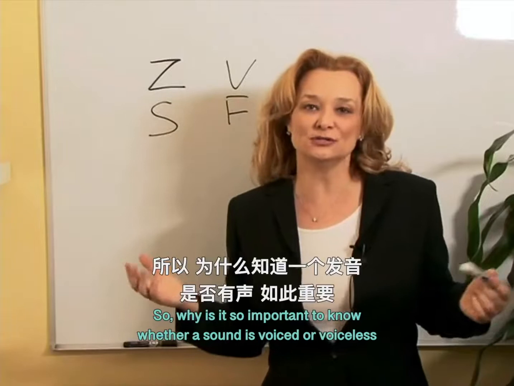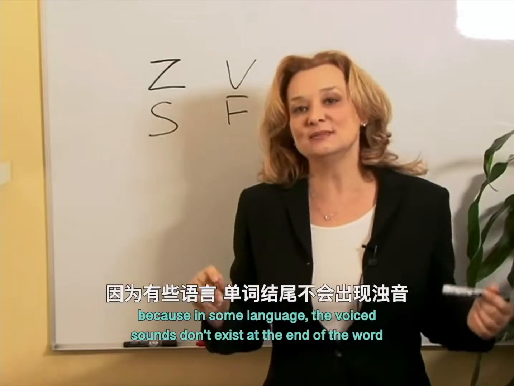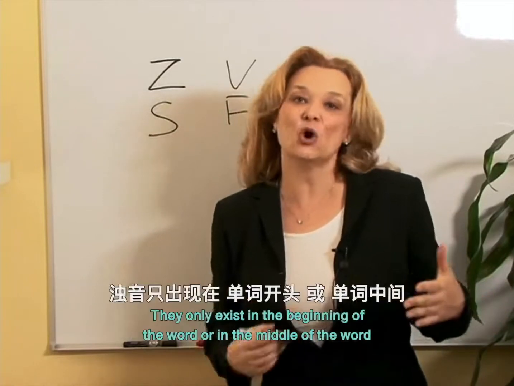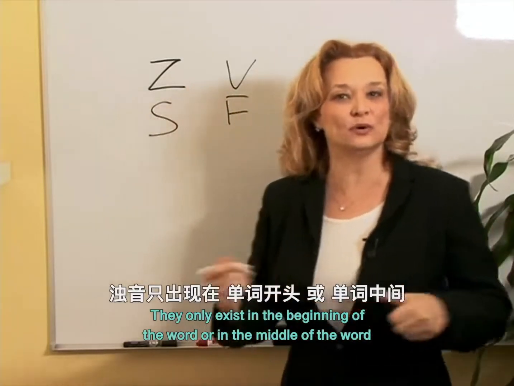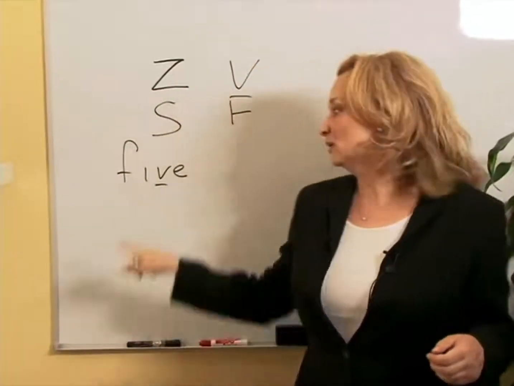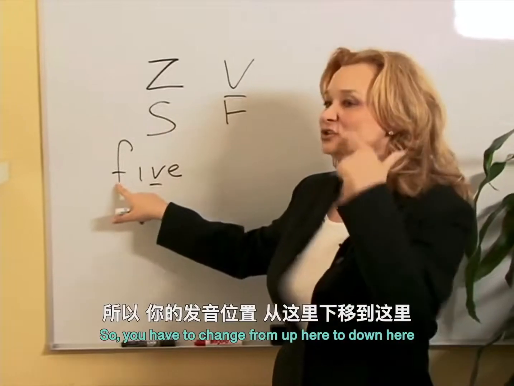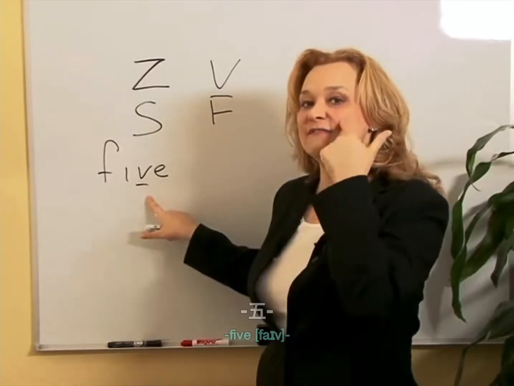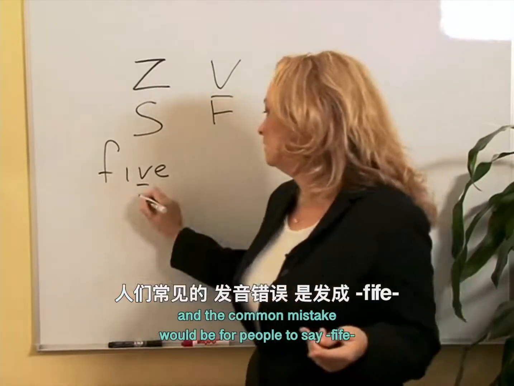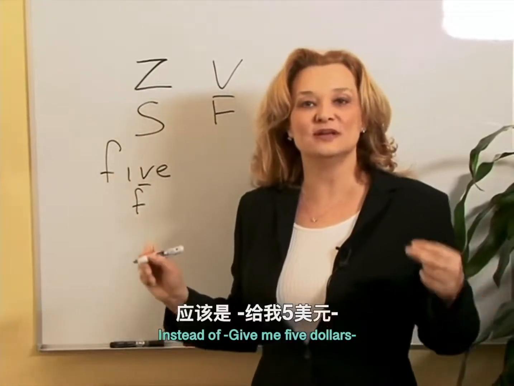So why is it so important to know whether a sound is voiced or voiceless? Well, one reason is because in some languages, the voiced sounds don't exist at the end of the word. They only exist in the beginning of the word or in the middle of the word. Let me show you. For example, look at the word five. We have F and V. We have voiceless and we have voiced. So you have to change from up here to down here. Five. In some languages, that doesn't happen, and the common mistake would be for people to say fife. Give me $5 instead of give me $5.